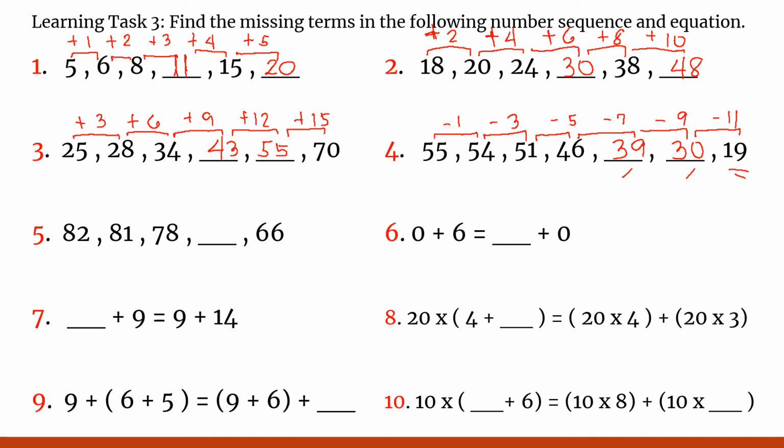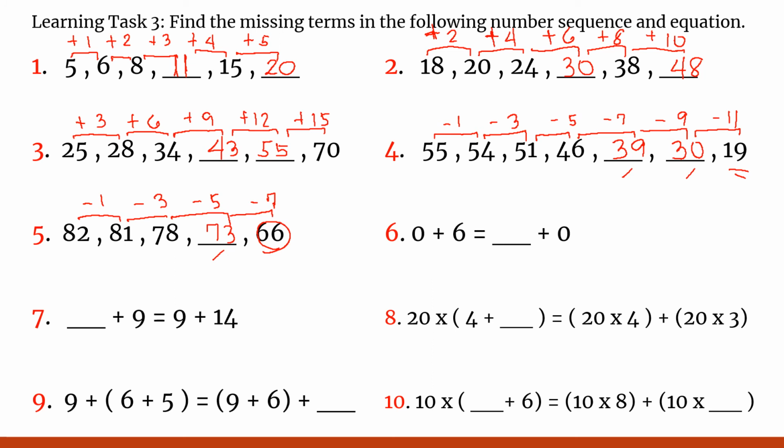Observe ulit. From 82, naging 81, so ibig sabihin minus 1. From 81, naging 78, minus 3. Okay? So, kung yun ang pattern, dapat from 78 going to the next term ay minus 5. So, what is 78 minus 5? Well, the answer is 73. At syempre pa, dapat from 73 down to 66 ay minus 7. Which of course, tama ba? 73 minus 7, the answer is 66. And 73 here is correct.